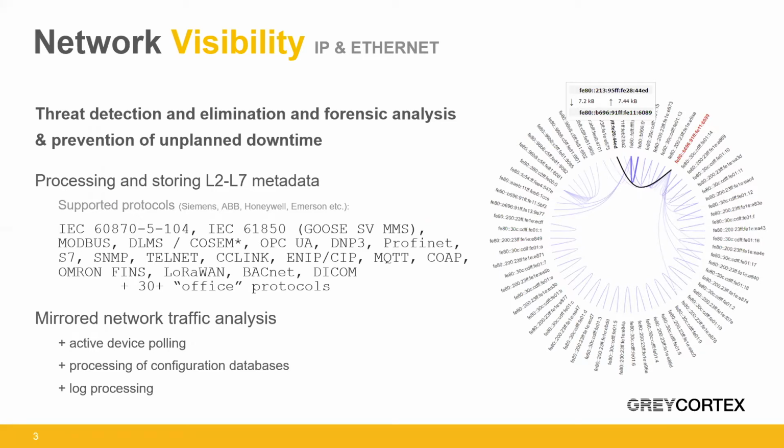Basically, we consider network visibility as crucial for two areas. One is cybersecurity of OT networks. By this, I mean threat detection and elimination and forensics, being able to find out what was going on. And then, of course, maybe the more important area of prevention of unplanned downtime.